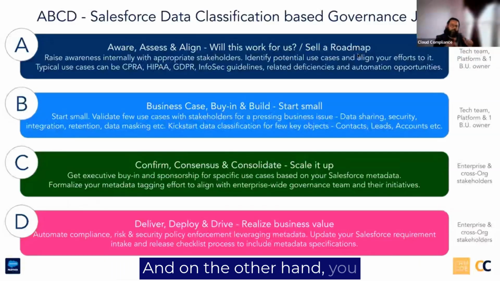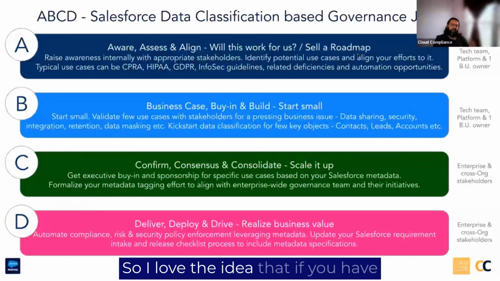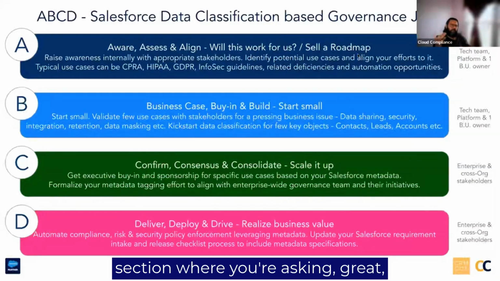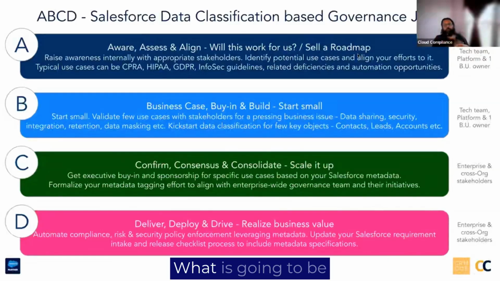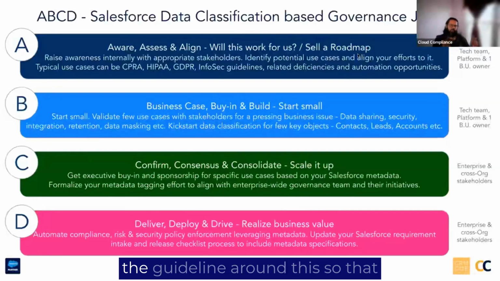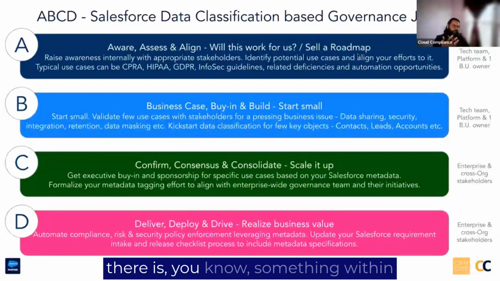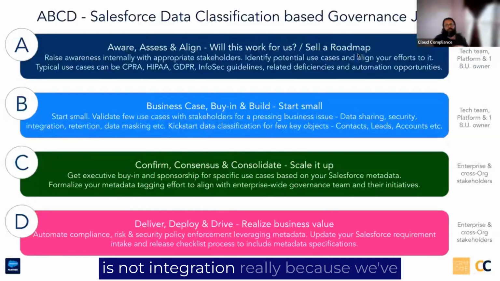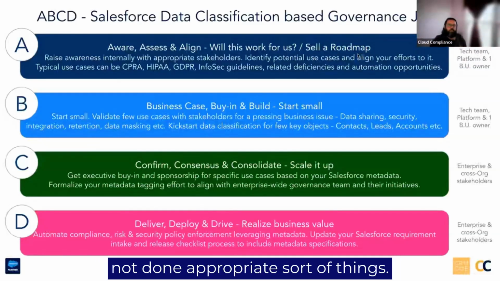And on the other hand, you are now internalizing this. You're making this a way of life within your organization. So I love the idea that if you have a requirements document, if you use Jira or something to get user stories, you now have a dedicated section where you're asking, great, you want 10 new fields on contact. What is going to be the data classification? What is going to be the data categorization? Here is the guideline around this so that the business can work with your team and you can drive these out. And similarly, your release process, there is something within release where you look at these and go, okay, this cannot be released, or this is not integration ready because we've not done appropriate sort of things.